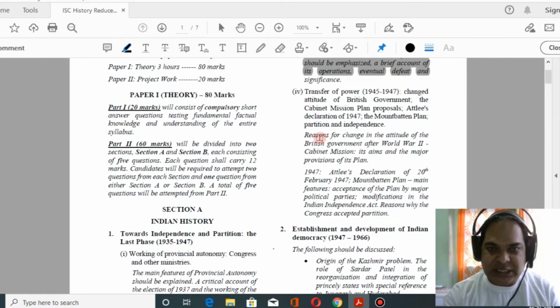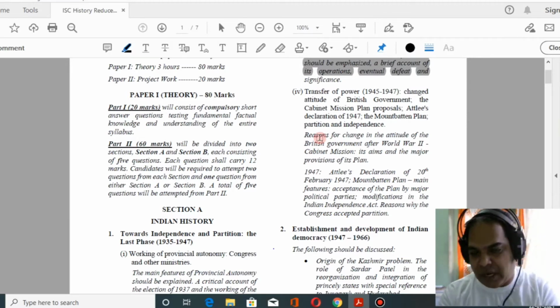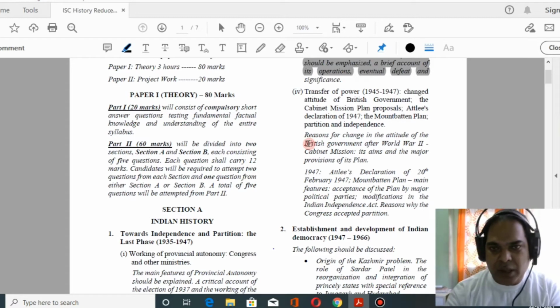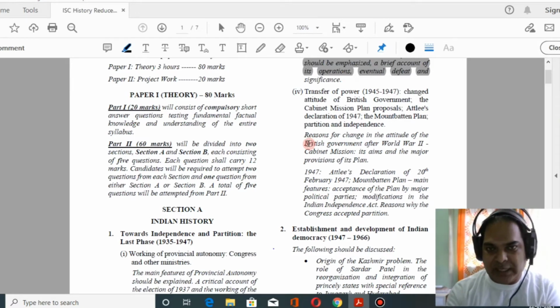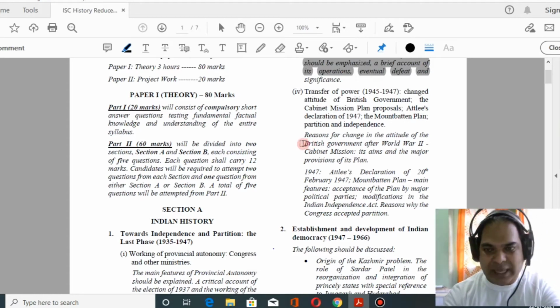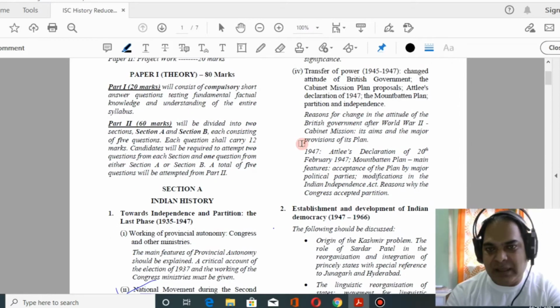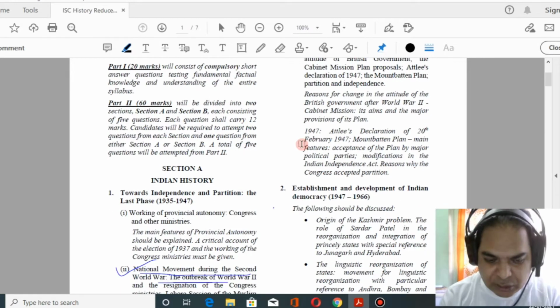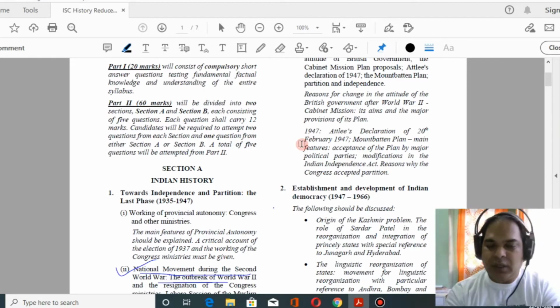Then transfer of power was there. So how the power was transferred from the British government to the Indians. What all processes went on, like the Cabinet Mission proposal, we discussed last year also. That is very important, we cannot exclude this part. Then the failure of the Cabinet Mission, the aims and major provisions, all these things we studied last year also. So everything over here.